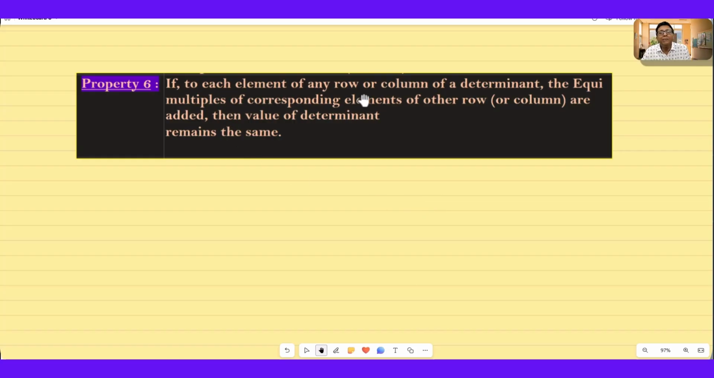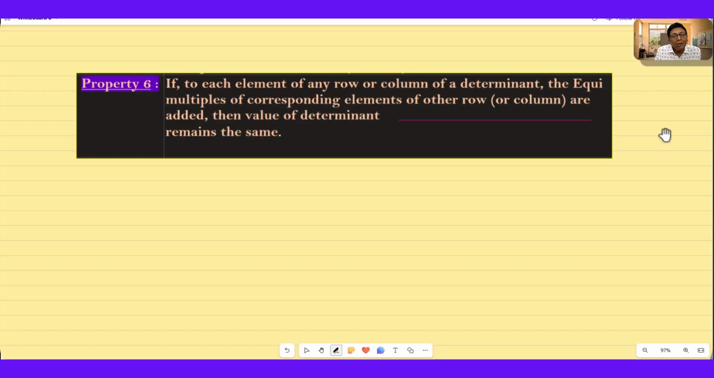If to each element of a row or column of a determinant, equimultiples of corresponding elements of other row or column are added, then value of the determinant remains the same. So what do you understand? Again, if something true for rows, it will be true for columns also. This is the most applicable property in case of evaluation of determinants.